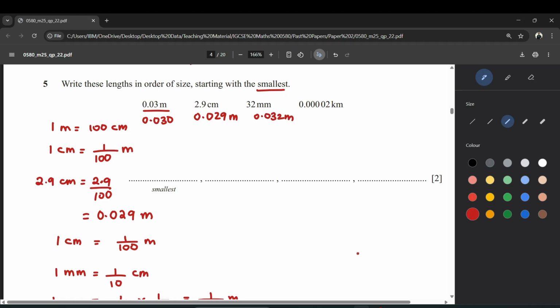And kilometers. So we know that 1 kilometer is equal to 1000 meters. Therefore, 0.00002 kilometers will be equal to, you just multiply by 1000. You can directly multiply, so you shift the decimal point three places to the right: 1, 2, and 3. So therefore, you would get 0.02 meters.